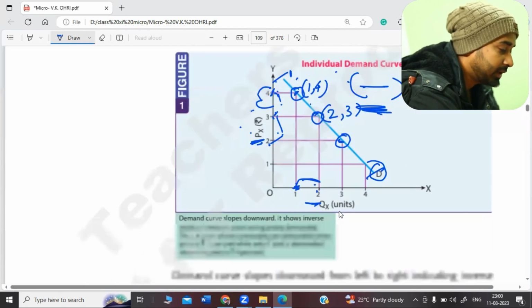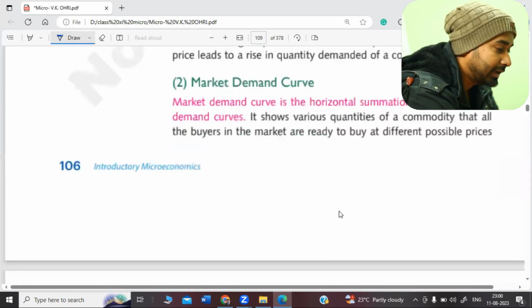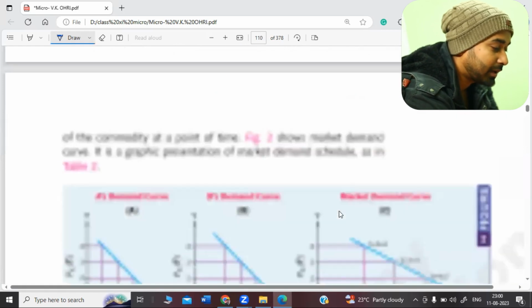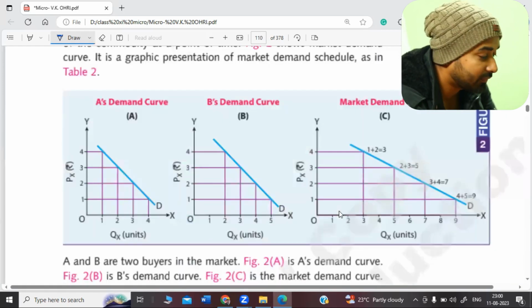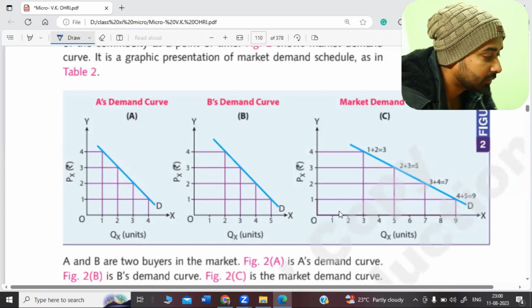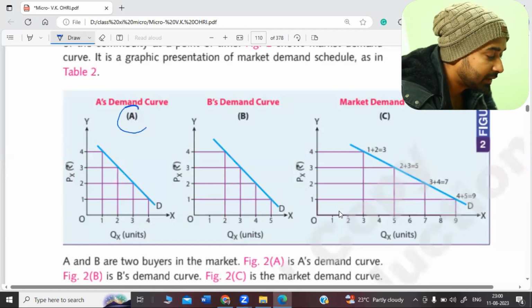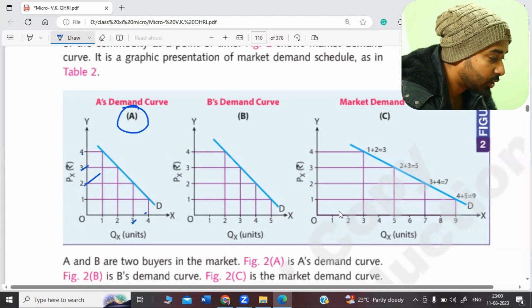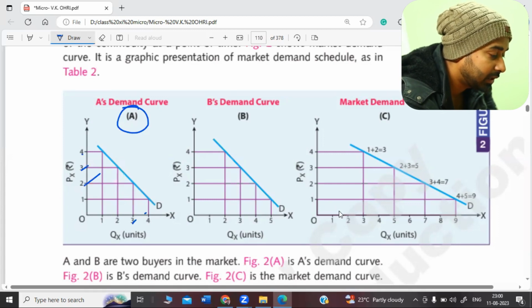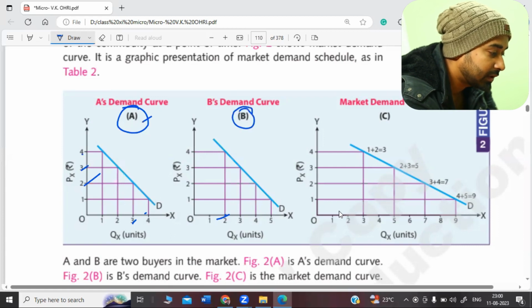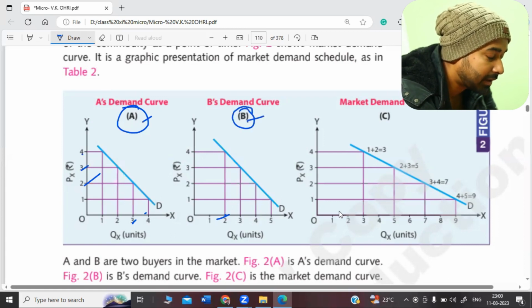So next will be the market demand curve. The market demand schedule, when we show it in graphical form, is the market demand curve. Now see, for consumer A, I have shown the demand as 4, 1, 3, 2, 2, 3. So that combination was there. And for consumer B, at price 4, the quantity demanded was 2, right? That is how I first made two different consumers' demand curves. Now combine them, and it makes the market demand curve.